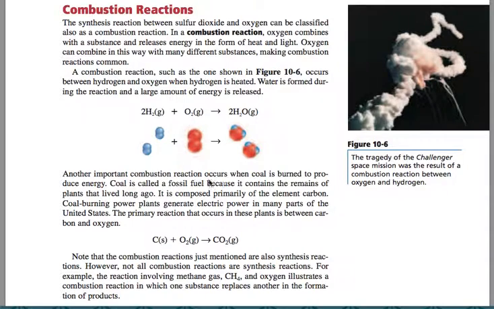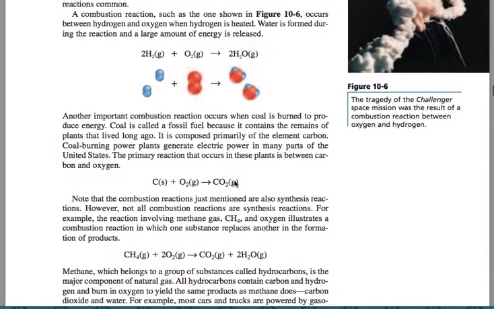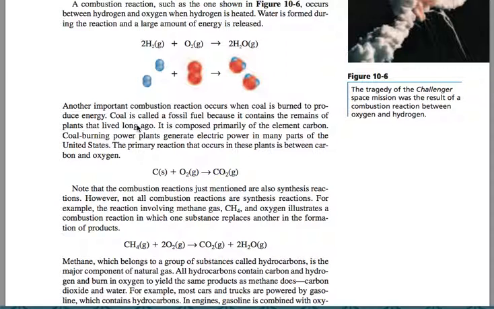Another important combustion reaction occurs when coal is burned to produce energy. Coal is called a fossil fuel because it contains the remains of plants that lived long ago, right? A fossil is something in the ground that used to be alive, and so these are plants. So a fossil fuel is fuel that comes from these plants that have now been fossilized. It is composed primarily of the element carbon.